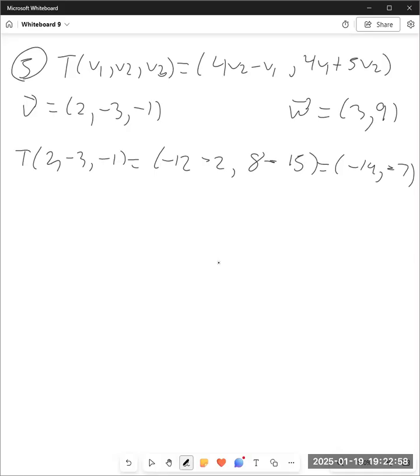And then we're going to find our pre-image of 3, 9. And to do that, we're going to say that -V1 plus 4V2 is equal to 3, and 4V1 plus 5V2 is equal to 9. And I'm going to multiply the first equation by -4.